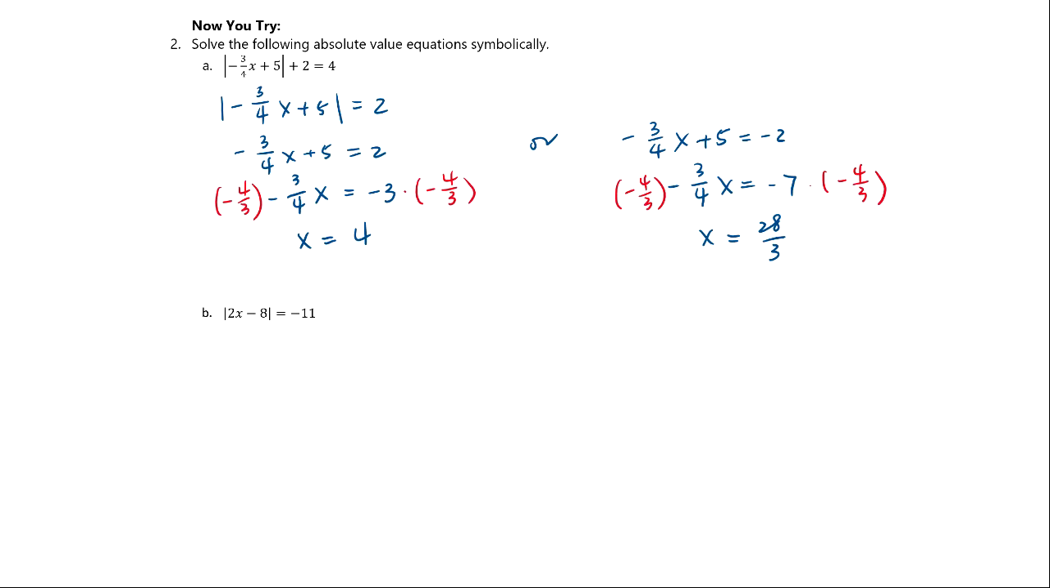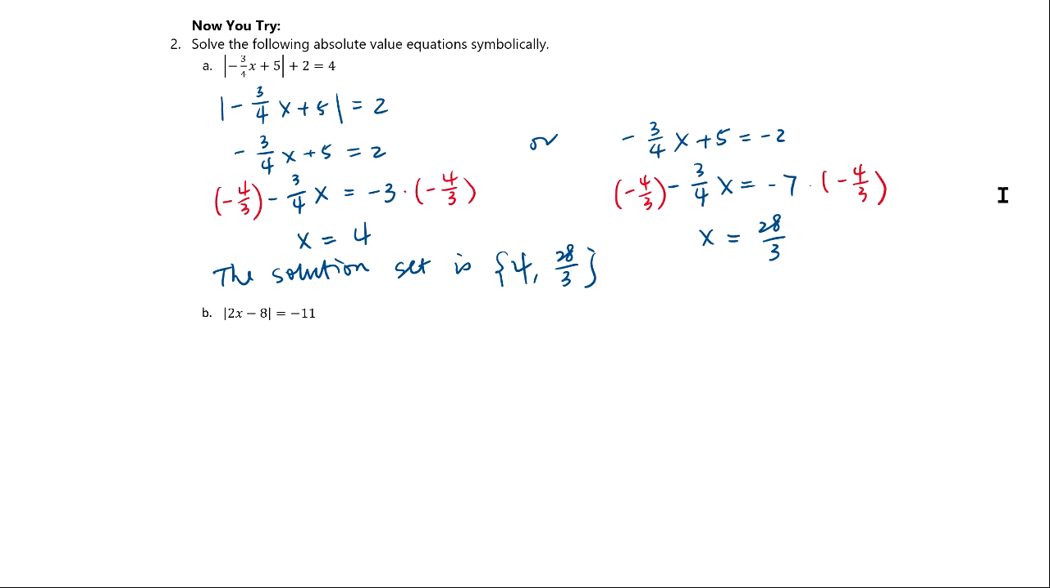And for conclusion, we can say the solution set is 4, 28/3, and it doesn't matter which one you put first. In this case, if they're in a set, the order doesn't matter.